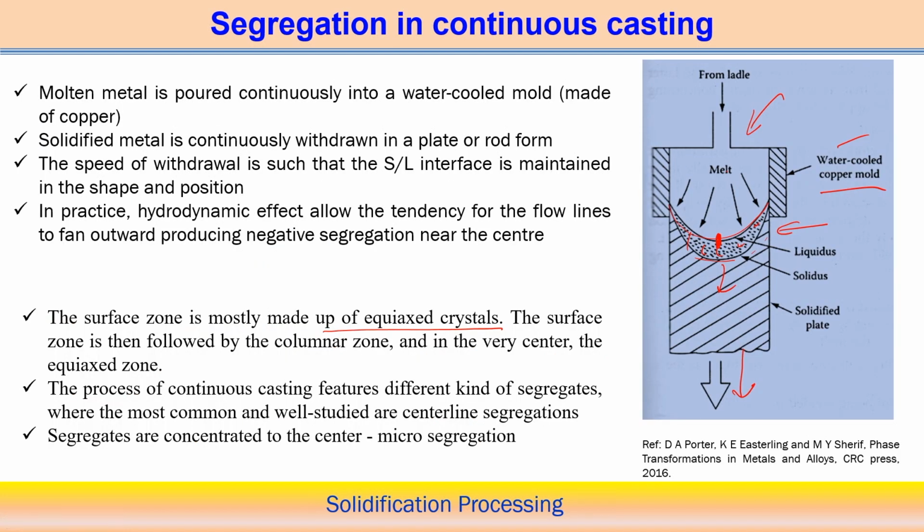But in this case the features of the continuous casting process are different, and some kinds of segregates might be there, where the most common segregation effect is the central line segregation. This is the most serious problem associated with the continuous casting process. At the central line we can find segregation, it might be macro segregation, it might be micro segregation. So, segregates are mainly concentrated at the center, creating a kind of micro segregation, but at the same time macro segregation may also happen associated with the continuous casting process.